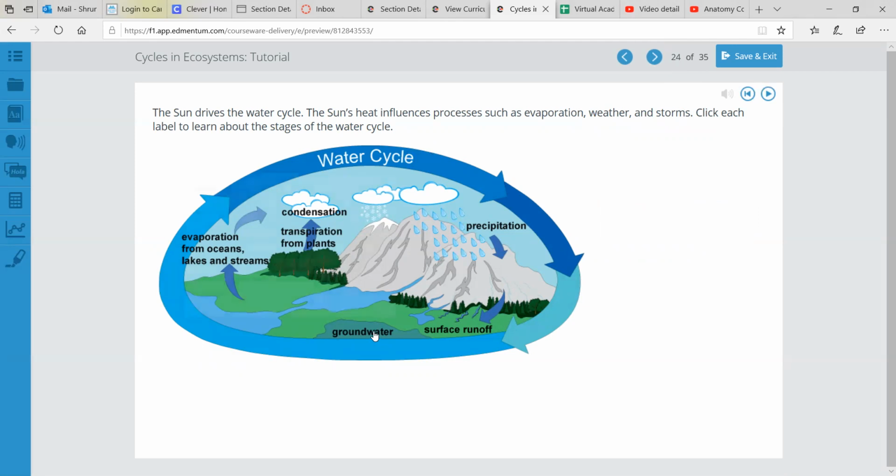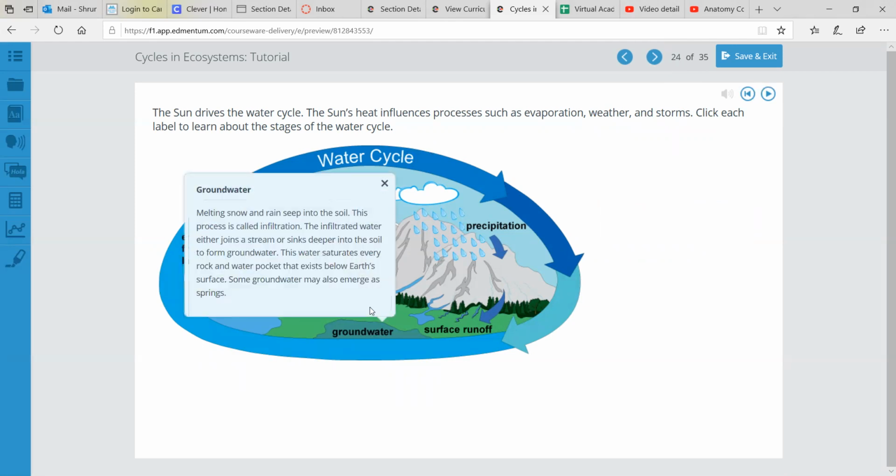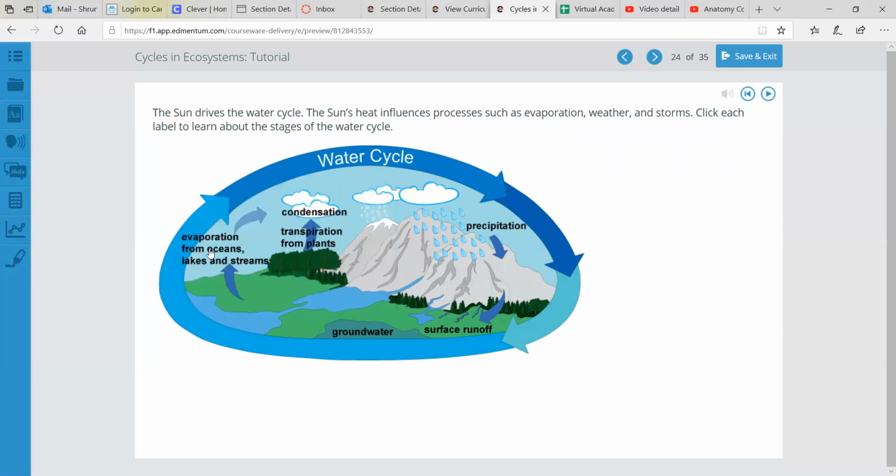I'll start with groundwater. Melting snow and rain seep into the soil. This process is called infiltration. The infiltrated water either joins a stream or sinks deeper into the soil to form groundwater. This water saturates every rock and water pocket that exists below Earth's surface. Some groundwater may also emerge as springs. Little springs.